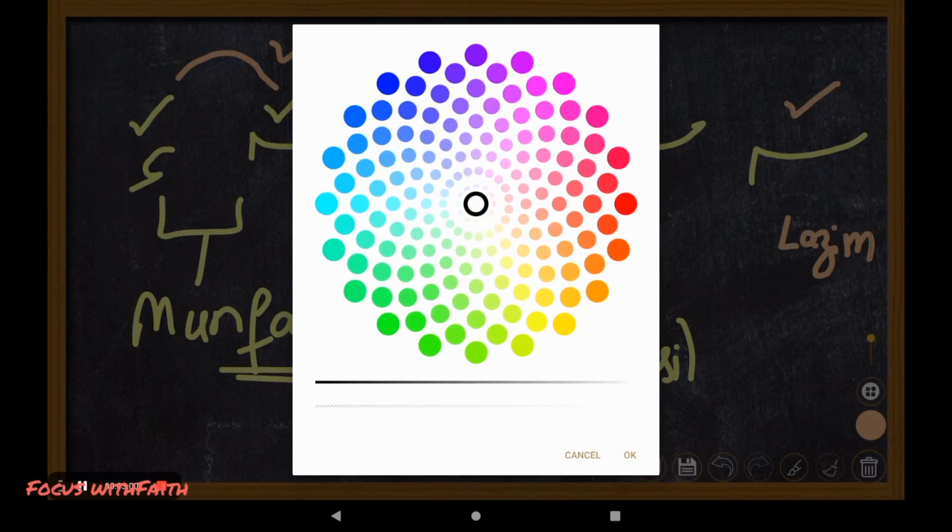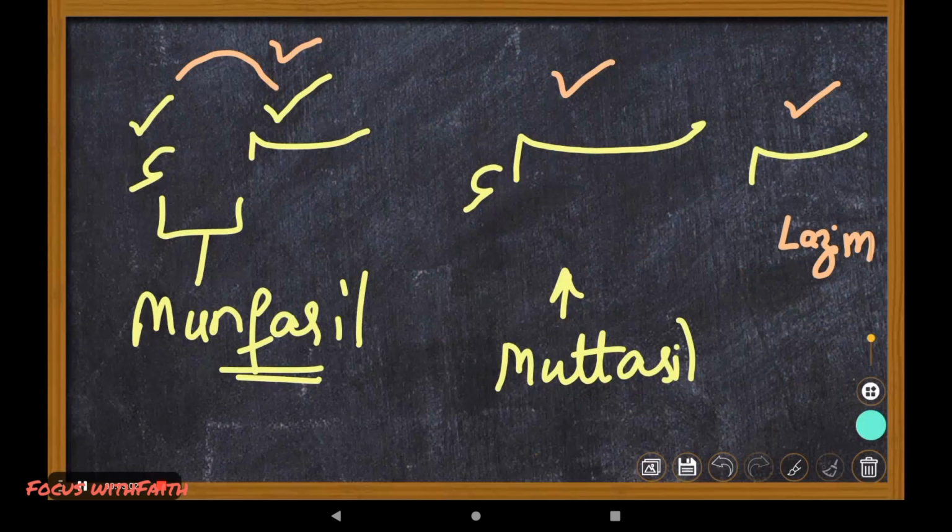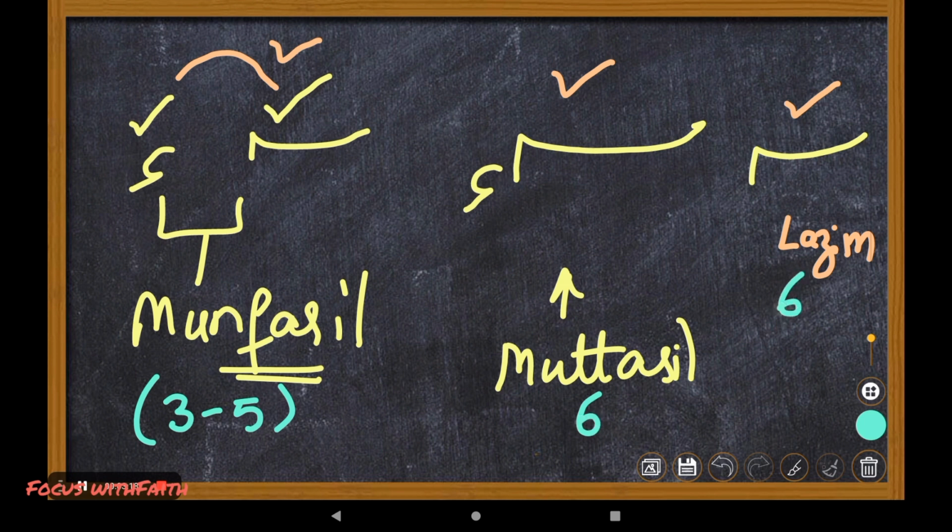Then what are the elongations? Since munfasil is far, you will elongate it anywhere between 3 to 5 counts. That is tawassut elongation. Muttasil and lazim are the biggest of the madd, and you will give 6 counts or approximately 3 seconds of elongation. These are called tul elongation. The intermediate one is called tawassut, and the big 6 counts elongations are called tul.